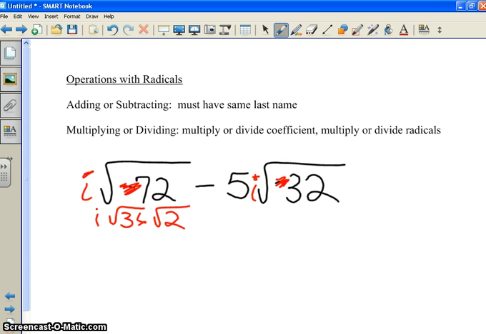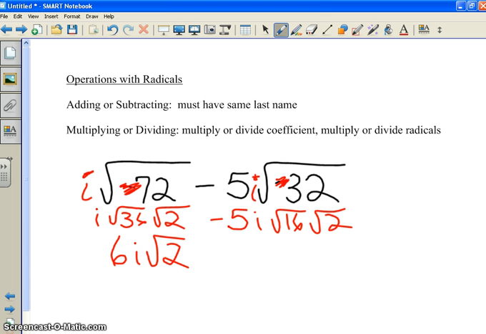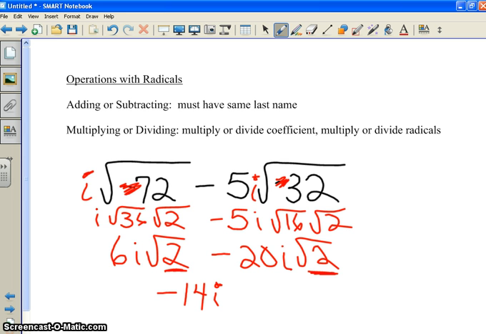So the square root of 36 is really 6, so this will become 6i radical 2. My other person here in the back, radical 32, can be attacked by radical 16, and it goes into 32 twice. The square root of 16 is 4. 5i times 4 will be 20i, radical 2. And notice those same last names there. So now we're going to subtract 6i, take away 20i, is -14i, and the last name stays the same.